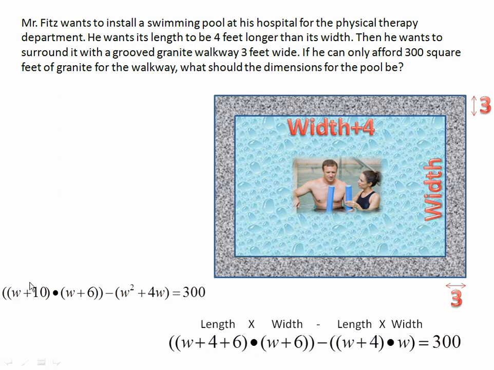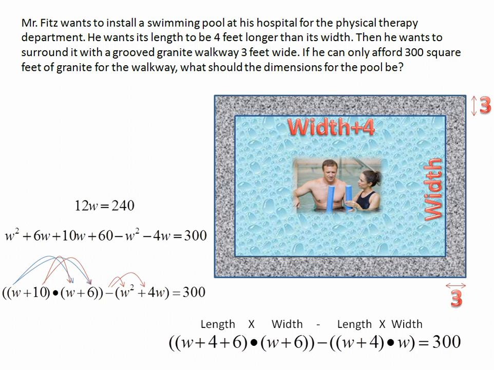However, this one would have taken the knowledge from today's lesson, and you would have had to distribute twice, making sure that when you subtract, you also distribute the negative. You would have reached this result. As you combine your like terms, you would have reached the result that W equaled 20.